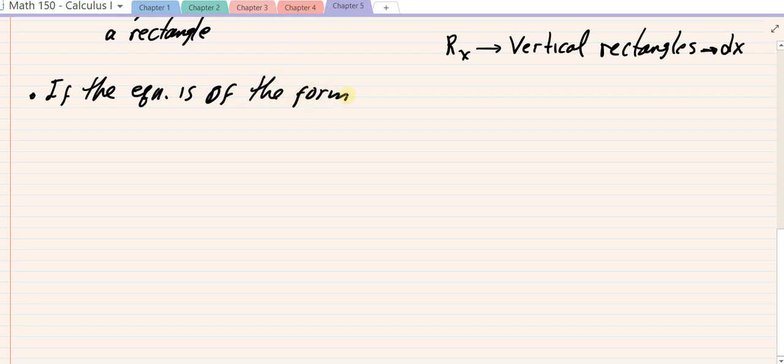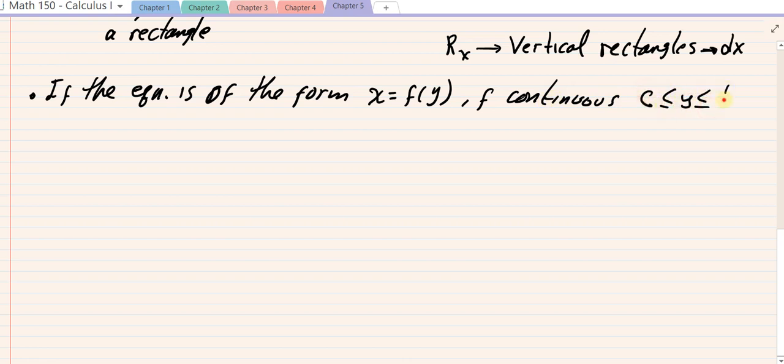If the equation turns out to be of the form x as f of y now. So we usually have y as f of x; this time x is f of y. And of course f is continuous. We always want continuity here. And instead of the interval from A to B, we're going to make the interval run from C to D now, along the y-axis though.